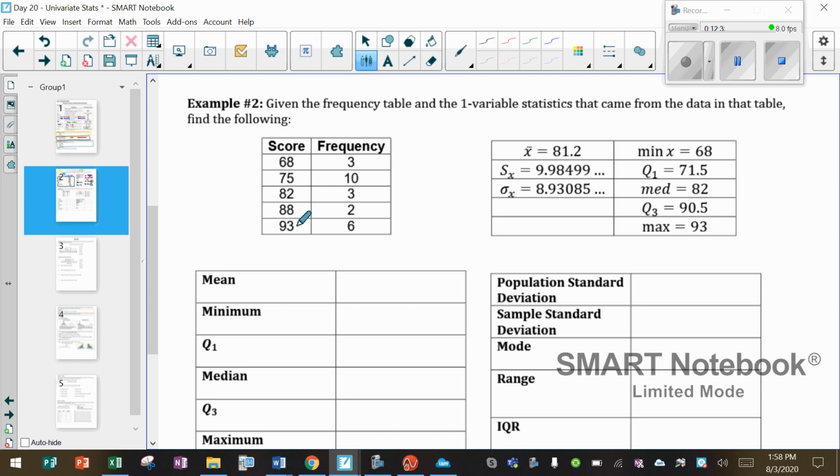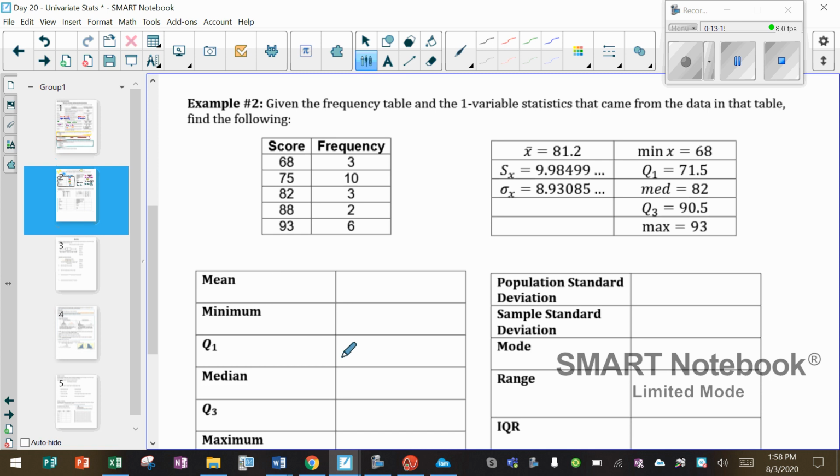6 scores of 93. In order to find your mean, you would do 68 plus 68 plus 68, 3 of them, and then 75 plus 75 plus 75 plus 75, so 10 of those. You would type in 3 of the 82s, 2 of the 88s, and 6 of the 93s. Add them all up and divide by the total number of scores, and you would get your average, your mean. What I'm testing here is whether you were awake and noticing, and can pick out which symbols go with which values. And now that you know what frequency means, can you answer what's the middle number and what's the mode?